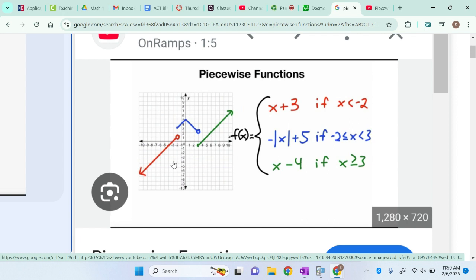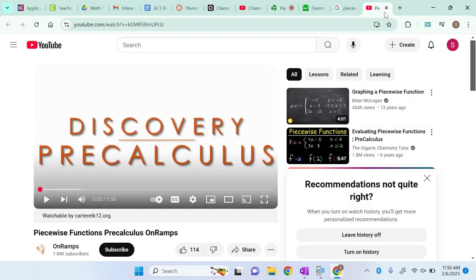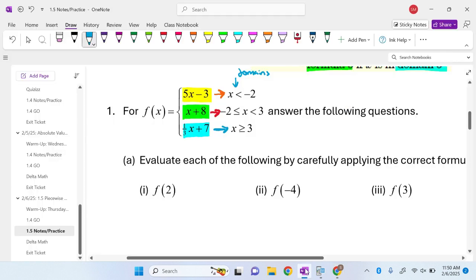For example, the red part of the graph is only in play when x is less than -2. Right here, all the x values are in play. This absolute value part of the graph is only in play when the x values are between -2 and 3, from here to here. And the green part of the graph is only in play when x is greater than or equal to 3. So that's how a piecewise function is broken apart.